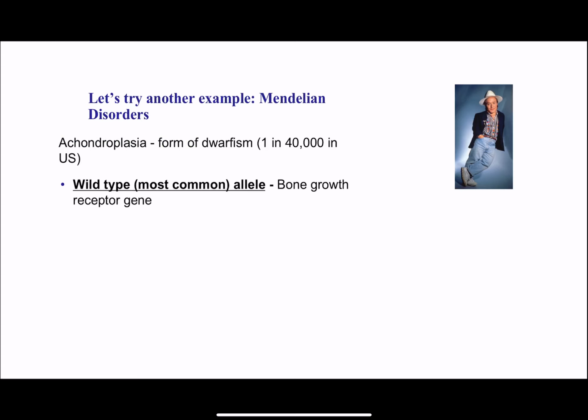The majority of the population of humans carries 2 copies of the wild type allele. To be wild type just means most common. The most common trait in a population isn't necessarily the dominant trait in the population. And so the majority of people in the US or globally do not have achondroplasia.